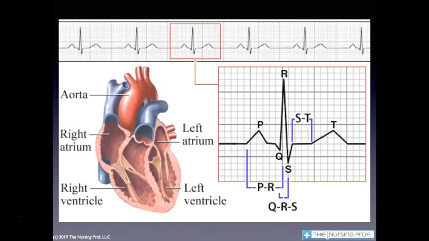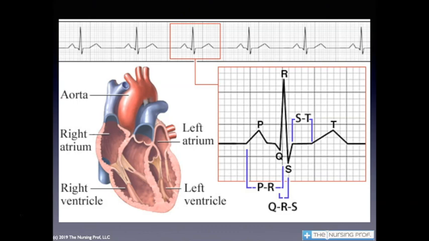So here is an example of a QRS complex, and we see what's happening here in relationship with the heart. So our P wave is the atrial depolarization, and then you see the PR interval as the interval between the beginning of the P wave and the beginning of the Q wave, or the QRS complex. Then we're looking at our QRS complex, or the amount of ventricular depolarization, and we're seeing how wide that is.